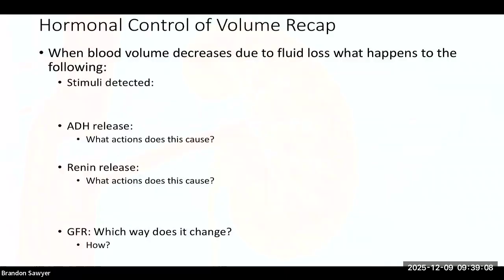So, hormonal control of volume, right? So when blood volume decreases due to fluid loss, and this could be bleeding, this could be just loss of volume when we have an equal amount of water and salt loss, okay? And so we're going to be thinking about baroreceptors here. Okay, that can be those granular cells.